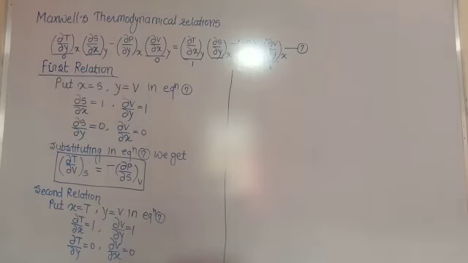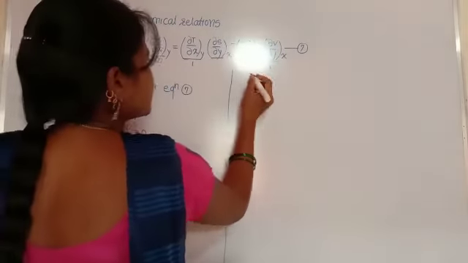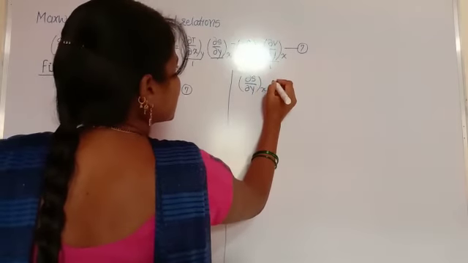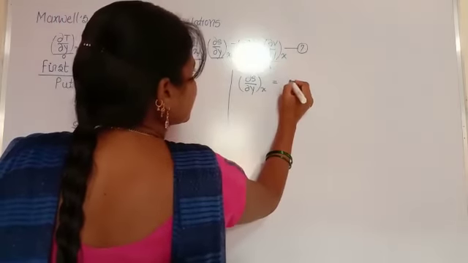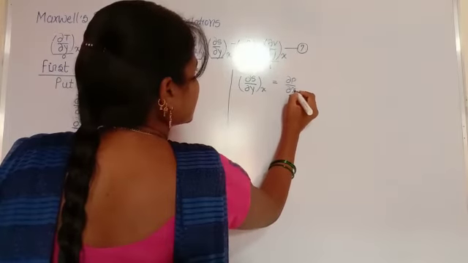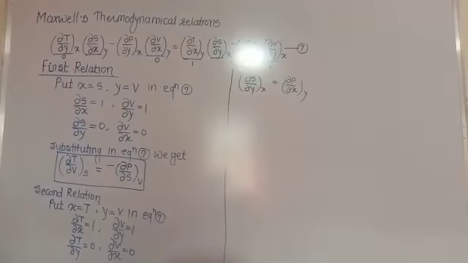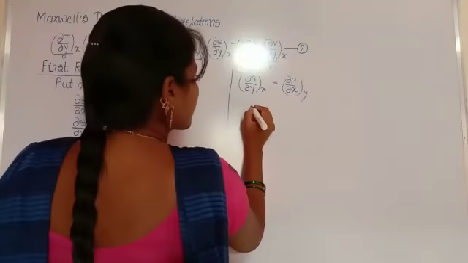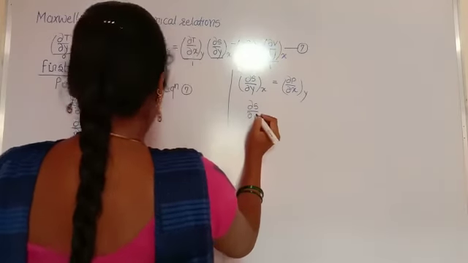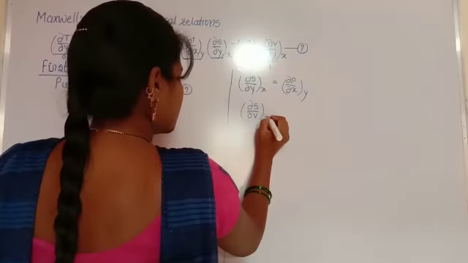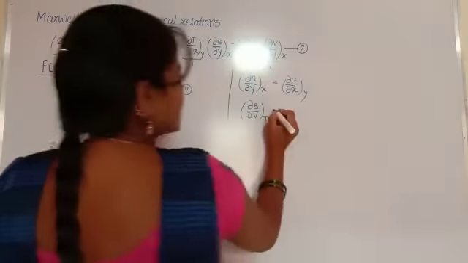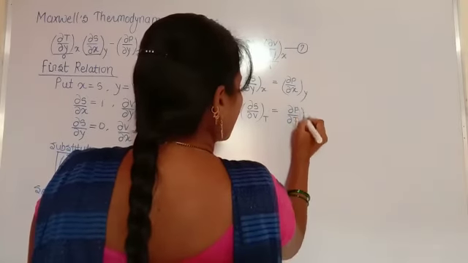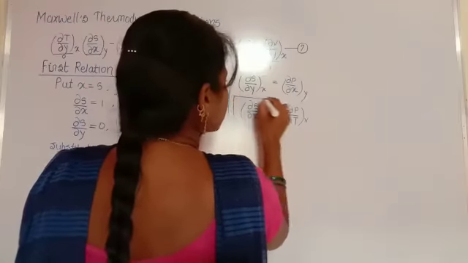So we get del S by del Y at constant X is equal to del P by del X at constant Y. If we put X is equal to T and Y is equal to V, we get del S by del V at constant T is equal to del P by del T at constant V. So this is the Maxwell second equation.